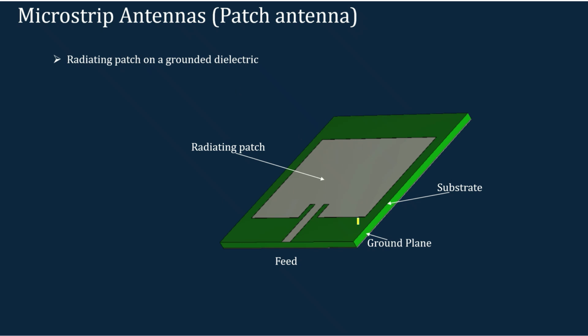If you consider a microstrip antenna, you can see that it will have a radiating patch which is supported by a dielectric and a ground plane. This is the basic structure of the microstrip antenna, and we will have the feed, and the signal will be fed through this feed.